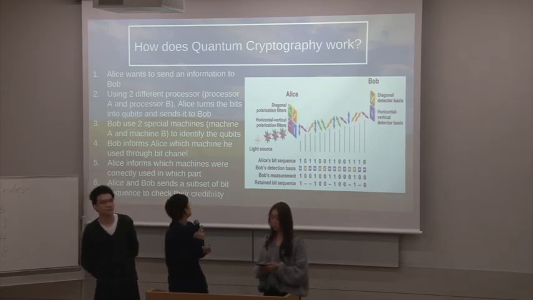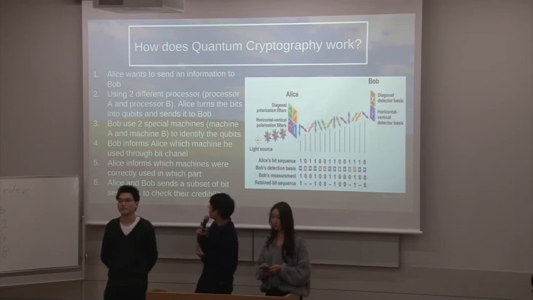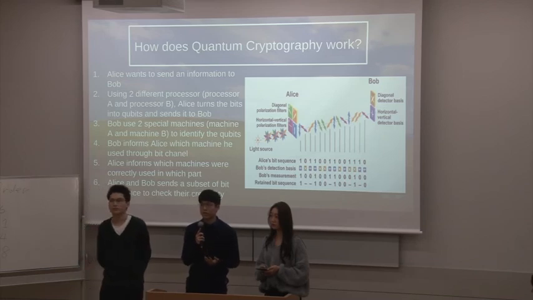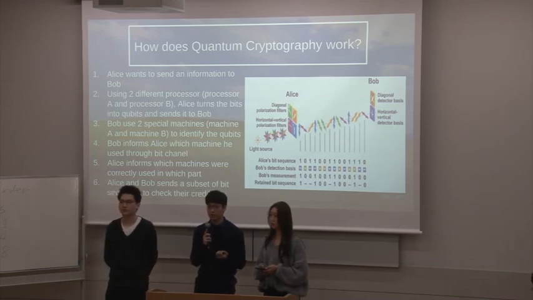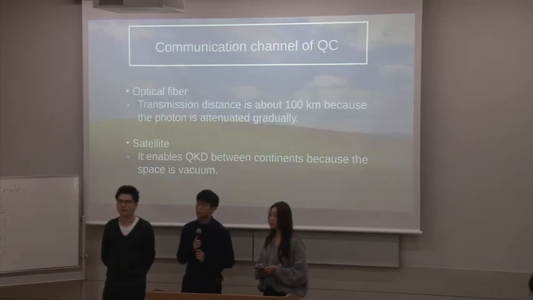Then he sends the information back to Alice, and Alice will tell Bob which machine was used correctly. After that, Bob and Alice will send a sequence of bits, and they will confirm whether the credibility is right or wrong. Next slide, please.